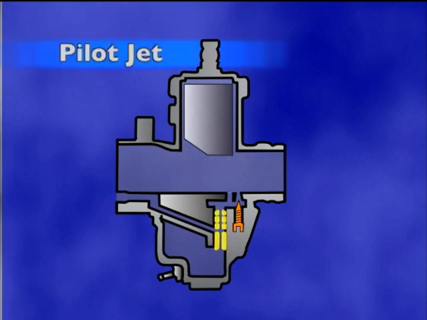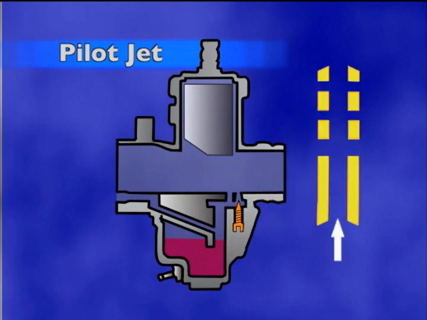The pilot jet is the smallest jet in the carburetor and is either pressed or screwed into a passageway in the lower part of the carburetor body. One end of the jet is submerged in the fuel in the float bowl, with the other end leading to an outlet port in or near the venturi. The size of the jet opening determines the maximum flow rate of the jet.